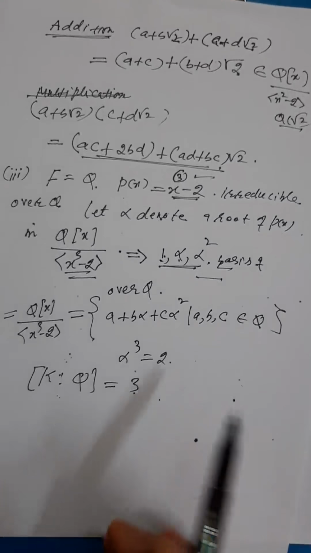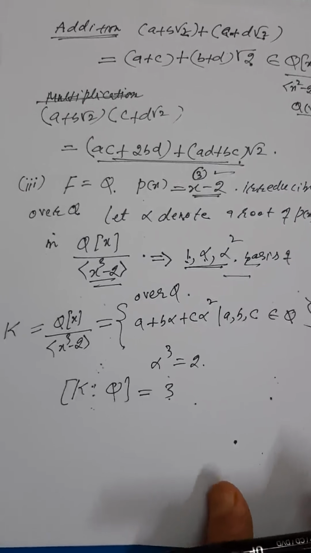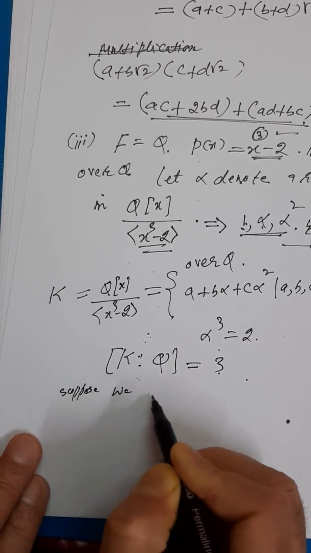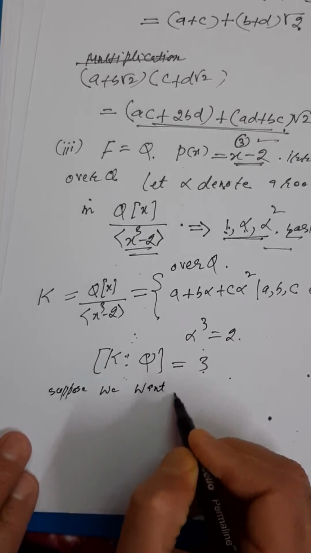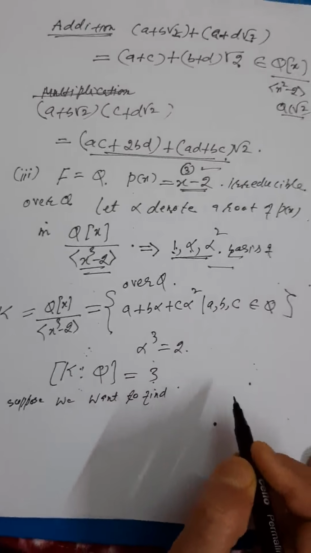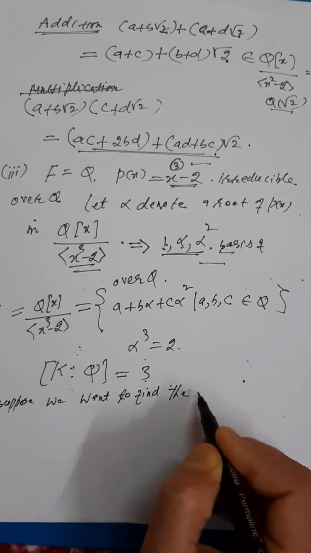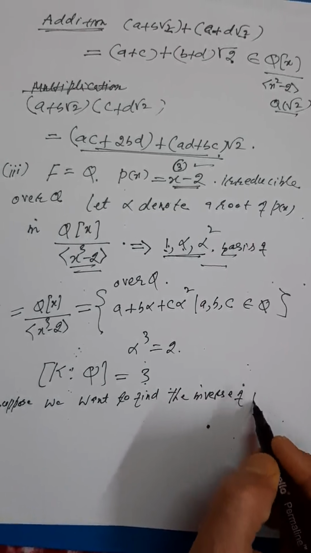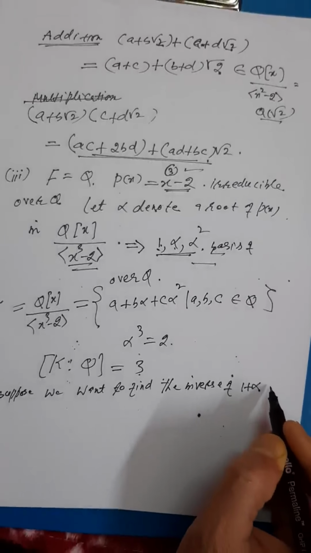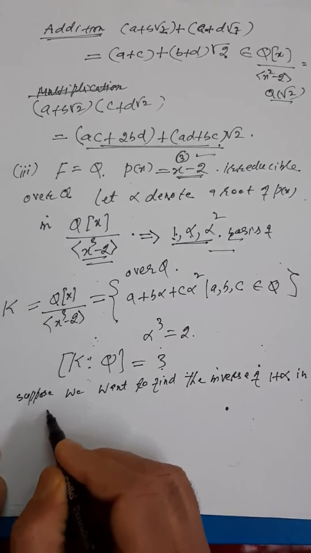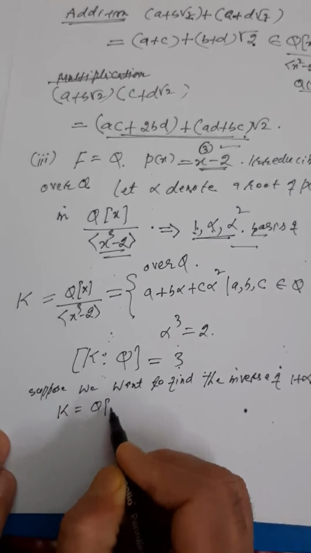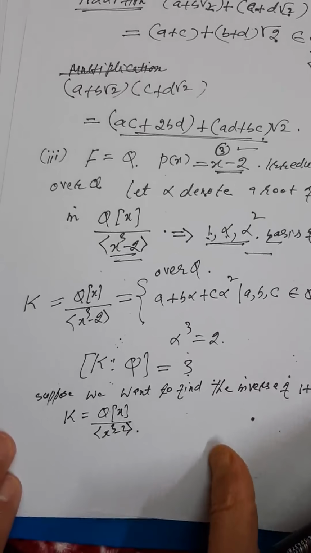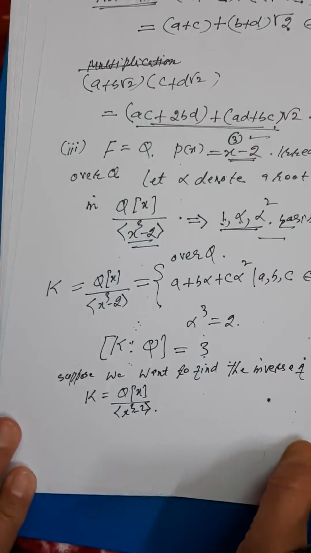Now suppose we want to find the inverse of the element 1 + alpha in this field K. So here is the trick of how to find it.